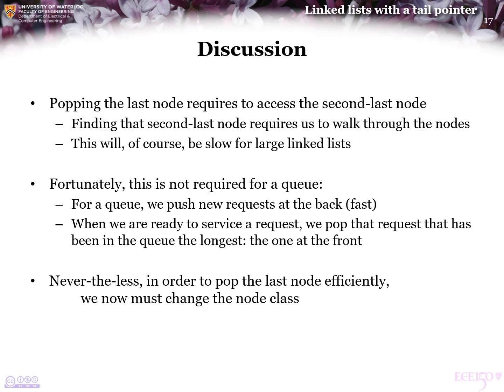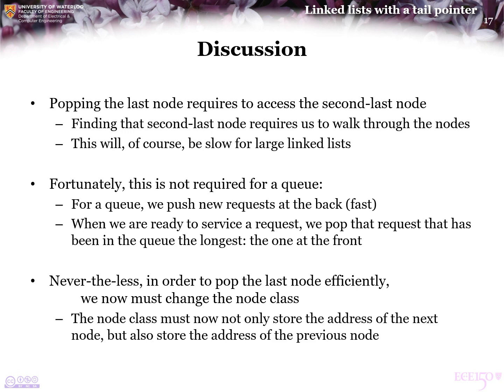Instead, we must change the node class itself. The node class must not only store the address of the next node in the linked list, but it must also store the address of the previous node. What that means is that if a node is in the first location, then its previous pointer is going to be null pointer. However, if it is at the back of the queue, it will have to be assigned the address of the second last node in the queue. Now, this is something some of you might try implementing yourself for fun.